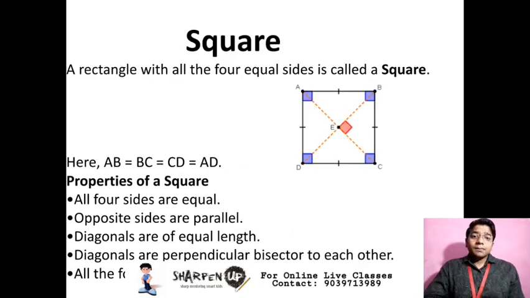So what is the square? A rectangle with all 4 sides equal is a square. That means it will follow all the properties of a rectangle, or I can say it contains all the properties of a rectangle. Just one property is added, that is, all the 4 sides are equal. So it will follow all the properties of a rectangle: all the opposite sides are equal, opposite angles are equal, diagonals are equal in length and they bisect each other, and all the angles of a square are 90 degrees, and one property is added, that is, all four sides are equal.